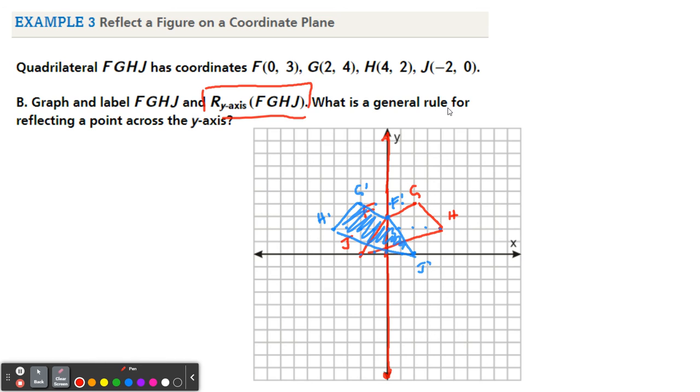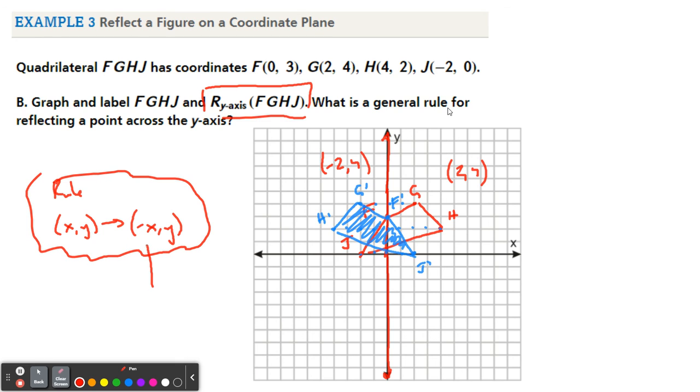So now again, let's compare G's coordinates to get the idea. So G was at 2, 4. Now G prime is at negative 2, 4. So the rule this time is if I have a point x, y, and I'm going across the y-axis, now my x turns opposite and my y stays the same. And there's your rule for going across the y-axis. And again, that negative in front of the x is considered the opposite of x.